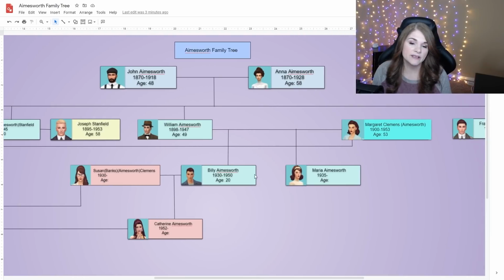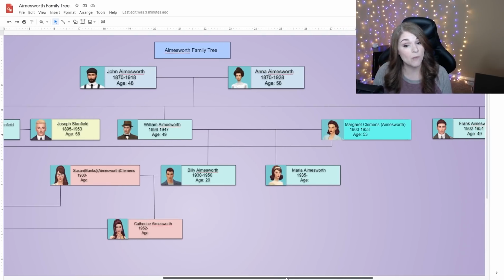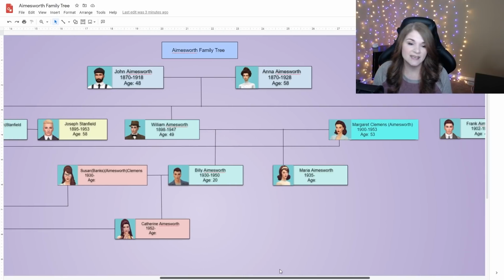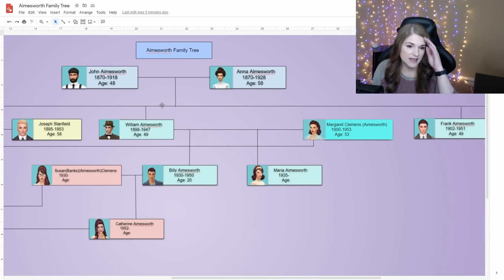But after Billy, William and Margaret had Maria, and then sadly, they didn't have any more children after that. I wanted them to have children, but that just didn't happen because William became an elder, and I still don't know, can elders have babies? Like, can they still get Sims pregnant? It never worked out, so they never had any more children, and she was born in 35, so she was born 5 years after Billy.